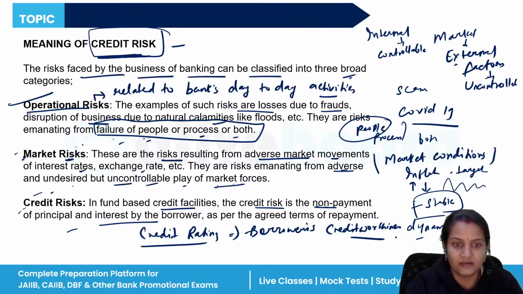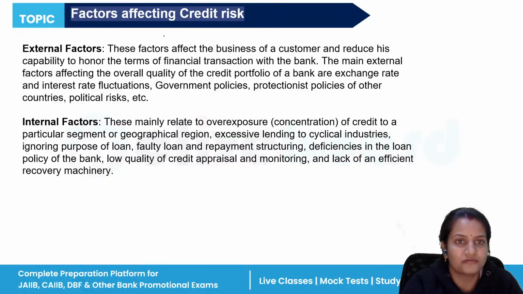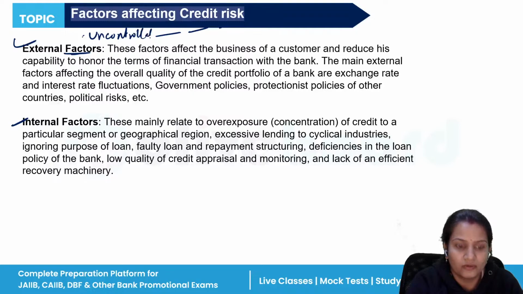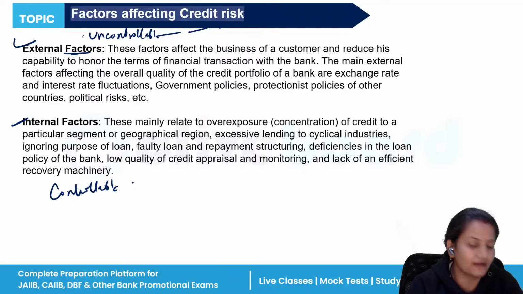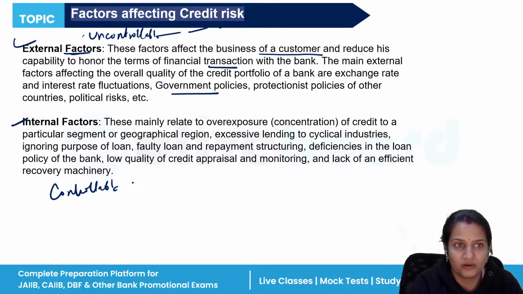Now, credit risk is the failure of the borrower. When the borrower has done any kind of default, the credit risk arises. Now, what are the factors that affect credit risk? There are two factors, external and internal. External factors are the uncontrollable factors. We cannot control them, whereas internal factors are the controllable factors. These factors affect the business of a customer and reduce the capability. Government policies, policies of countries, political risk, interest rate fluctuations. These are external factors.